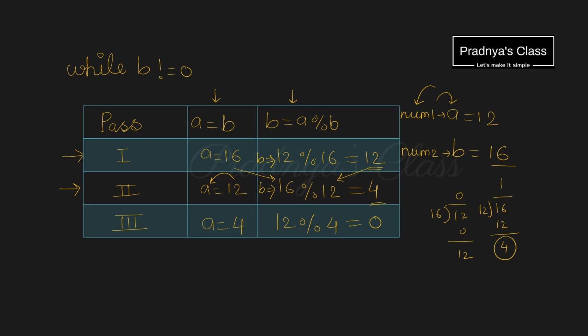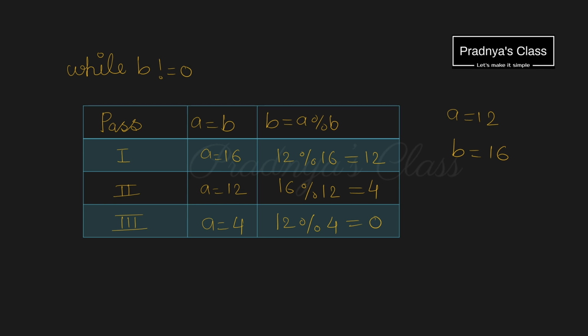This process will keep on continuing until the value of B becomes 0. It means we need to proceed to another pass. Now the value of B is 4. So it will get initialized to A. Now A modulus B means 12 modulus 4. 12 is completely divisible by 4, that's why the remainder is 0. This is nothing but the value of B. Look at the loop. Now the loop will not execute because the value of B becomes 0.